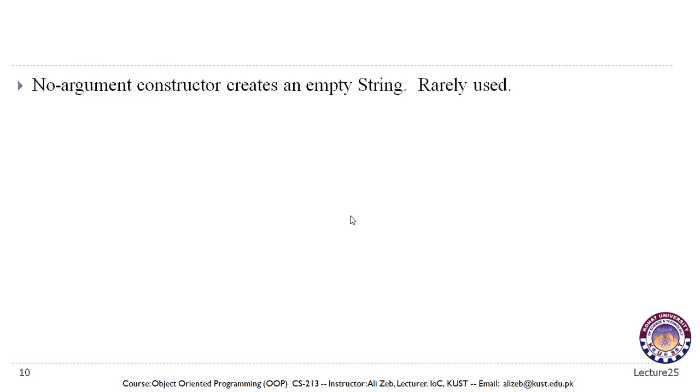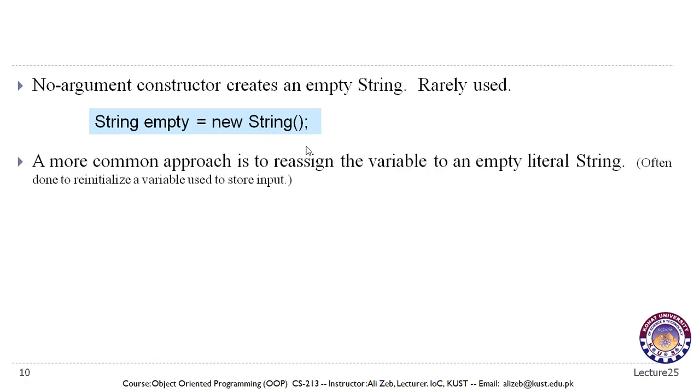No argument constructor creates an empty string, but it is rarely used. We have been using strings, but we do not use the objects of the string using this method. A more common approach is to reassign the variable object to an empty literal string. So we can assign any value to this literal to this variable. So it is often done to reinitialize a variable used to store input.